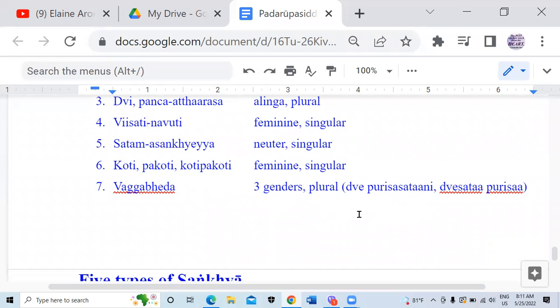So the numbers are written separately, not jointly.